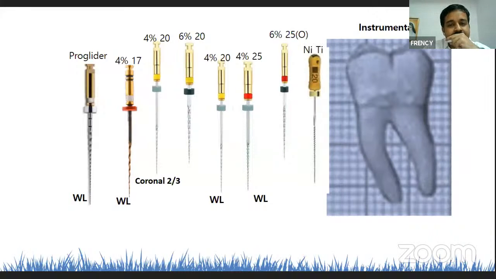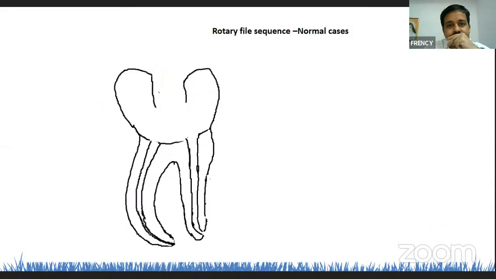Otherwise, you can use a nickel titanium hand file to circumferentially file the root canals, which will help in the removal of debris. So suppose the 4% 20 is not going very smoothly into the apical third, it means that you have not instrumented the 4% 17 into the apical third. If 4% 20 is not going to the apical third, what you can do is use 4% 20 or 6% 25 for coronal flaring, and again insert 4% 20.